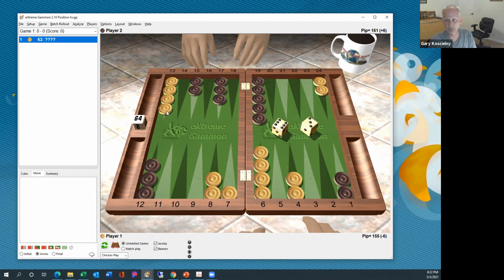Okay, so we have 6-3 to play. The 6 has got to come here to cover the midpoint, the bar point. I mean, that should be your first move. And then what do you do? You don't have a lot of good choices. You could slot the 3, which isn't great. You could slot the 5, which breaks your 8 point. So that's the problem with that.